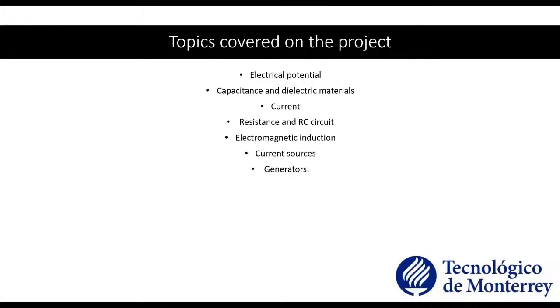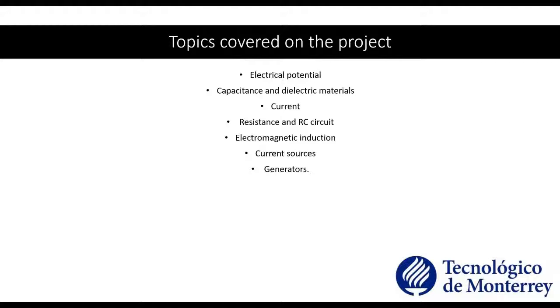Current is a flow of electrical charge. In electric circuits, this charge is often carried by moving electrons in a wire. 4. Resistance is a measure of its opposition to the flow of electric current. RC circuit is an electric circuit composed of resistors and capacitors driven by a voltage or current source.